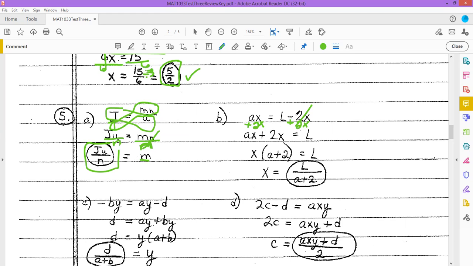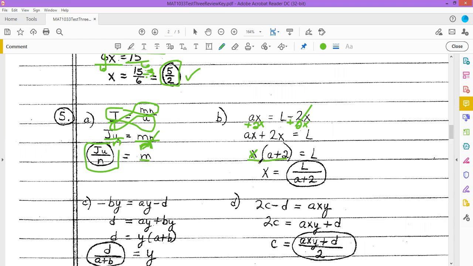When we do that, the 2X is going to cancel on the right side, leaving L. We'll carry down the equal sign. And on the left side, we now have AX plus 2X. Factor the X from both of the terms. When we factor X from AX, we get A in parentheses. When we factor X from 2X, we get 2 in parentheses.